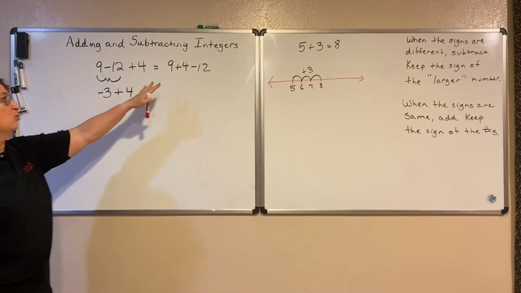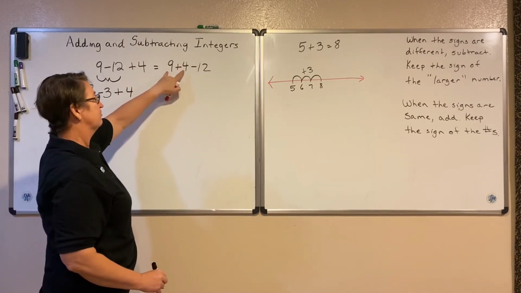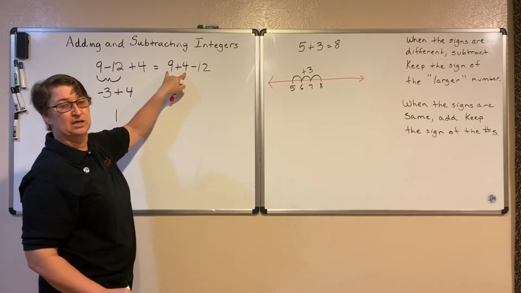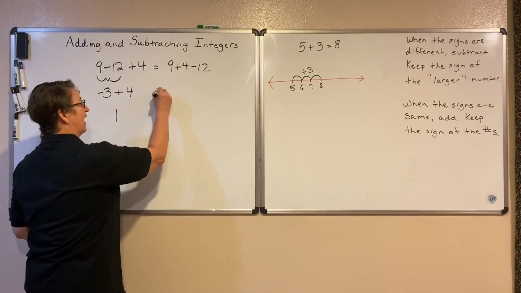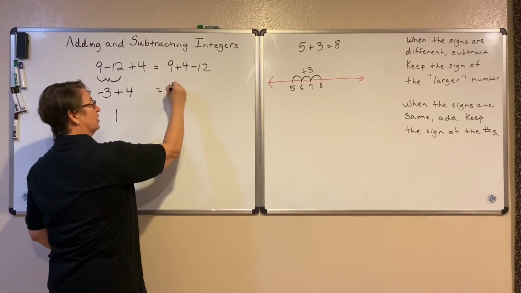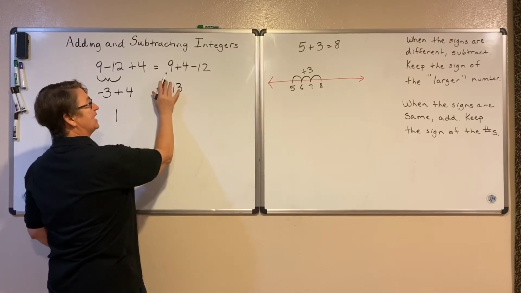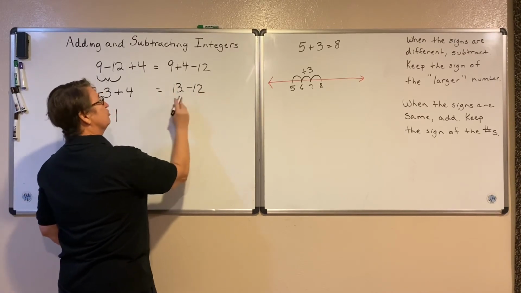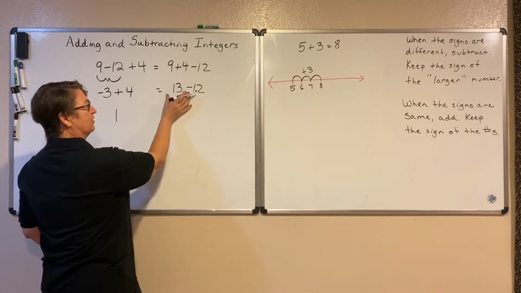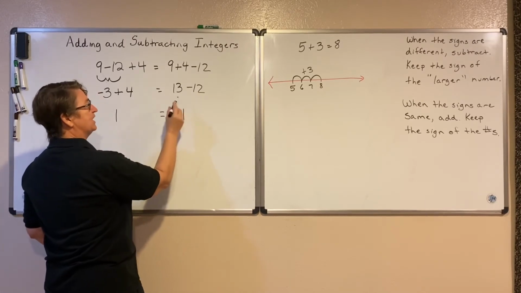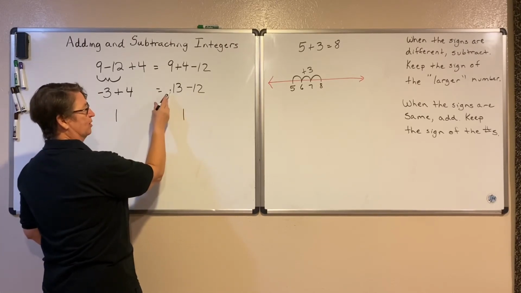So now, let's do this problem. 9 plus 4. In this case, my signs are the same. Since my signs are the same, I can just simply add those two numbers. 9 plus 4 is 13, and I keep their positive sign. 13 minus 12, now their signs are different, so I'm going to subtract them, and I'm going to keep the sign of the larger number.